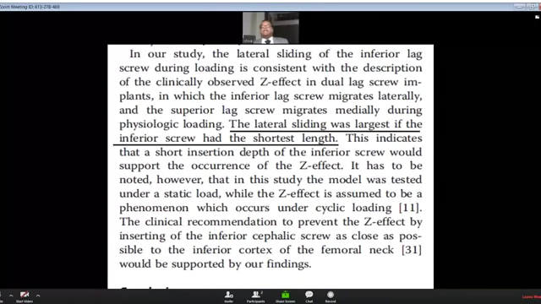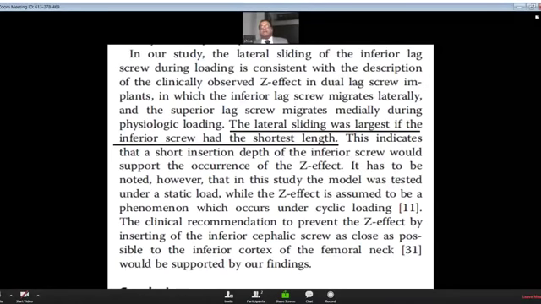The lateral sliding was largest if the inferior screw had the shortest length. So if the inferior screw is short, then the inferior screw slides out very smoothly. Only the superior screw gets jammed, causing the inferior screw to walk out and the superior screw to move inside, leading to Z effect. So these are some of the findings from that article.